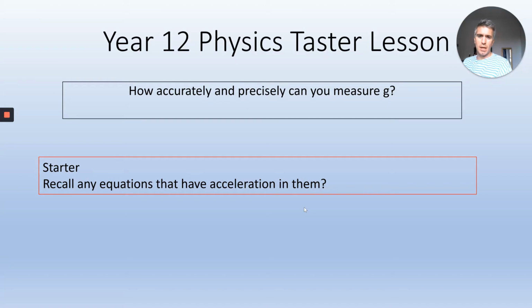Let's just get you thinking. Actually, I've written here at the start, recall any equations that have acceleration in them. That's a good place to start. But also, can you remember what the words accurate and precise mean? That'll help us when we're going forward. So why don't you start yourself off, pause the video, and try and remember any equations that have acceleration in them, and what do the words precise and accurate mean? Pause and then unpause once you've had that go.